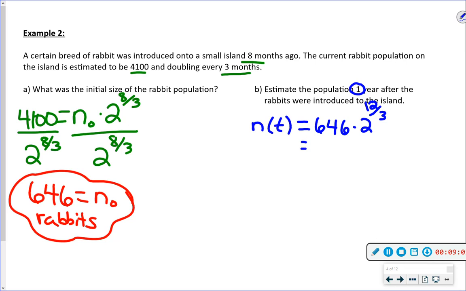And again, we're talking rabbits. I'd round to the whole. I hear 10,000. What do you got? 336.